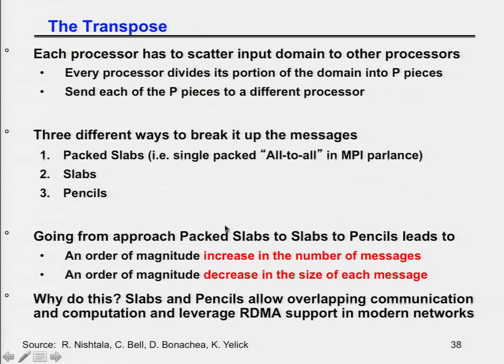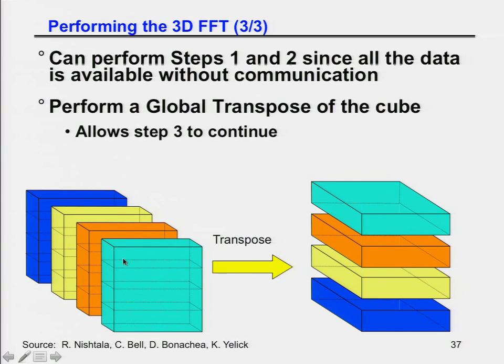So the question is, how do I get from there to there in the fastest possible way? And here's going to be the design space. There are going to be 3 different granularities. The easiest thing that you can imagine is that, going back to this picture, this processor takes everything that he owns in that big brick up here, and he's going to send it to all the other processors.